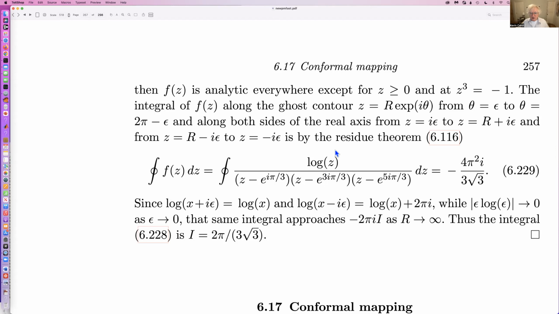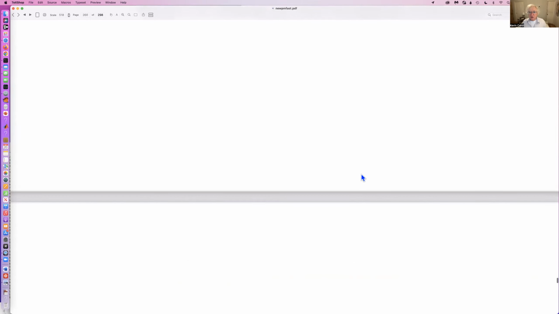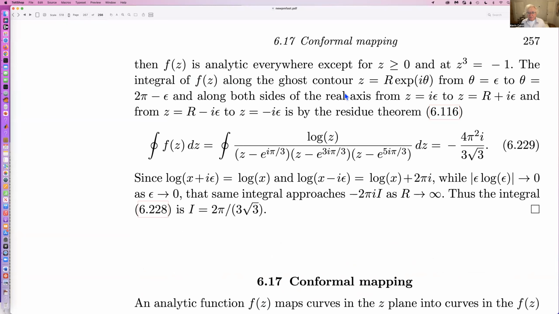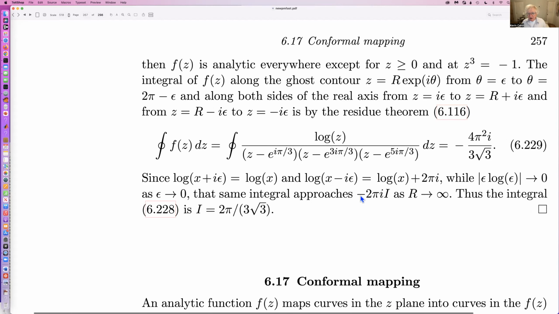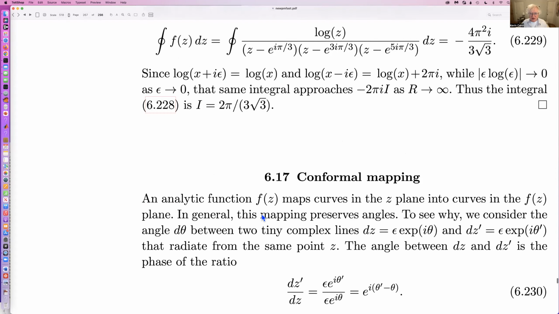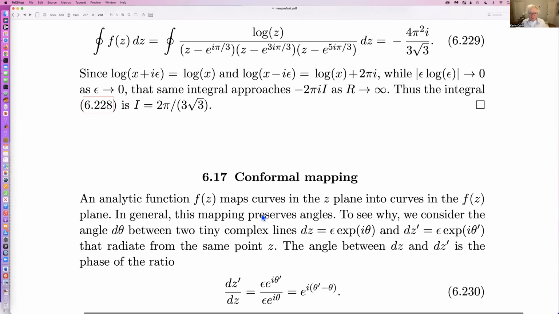So in other words, we want to relate this to the integral that we started with, and the relationship is a factor of minus 2 pi i times the integral we want. And so we divide this by minus 2 pi i, and we get this expression here. Whoops, sorry about that.